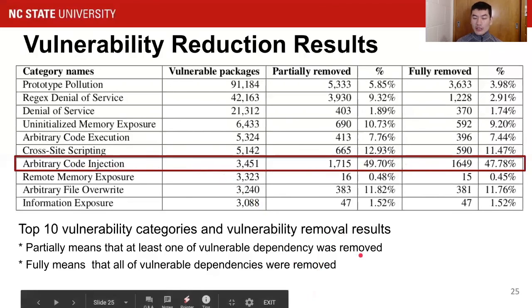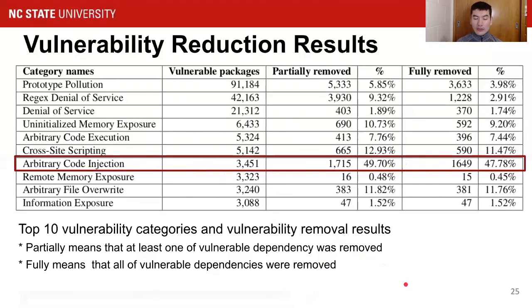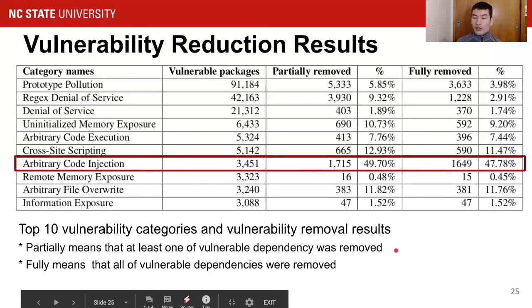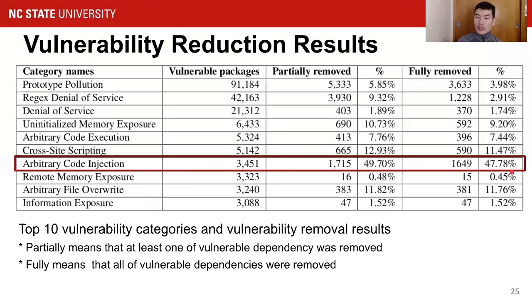So those are results. So as you can see, for example, for the arbitrary code injection vulnerabilities, we were able to fully remove for the 47% of the cases.